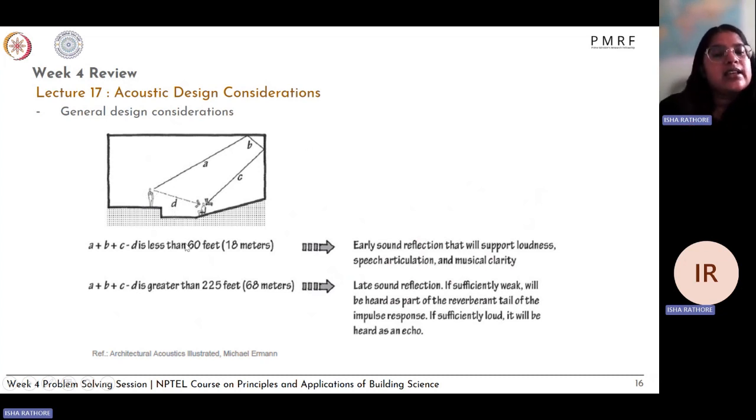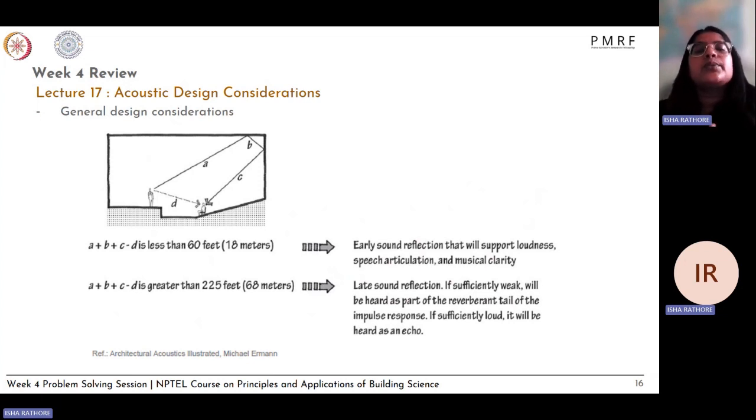So A, B, and C minus D, if it is less than 60 feet or 18 meters, there's going to be an early sound reflection that will support the loudness and speech articulation and musical clarity. But if this distance is greater than 225 feet or 68 meters, there's going to be a late sound reflection, which if it is sufficiently weak, will not be heard as such. It will be heard as part of the reverberant tail of the impulse response.